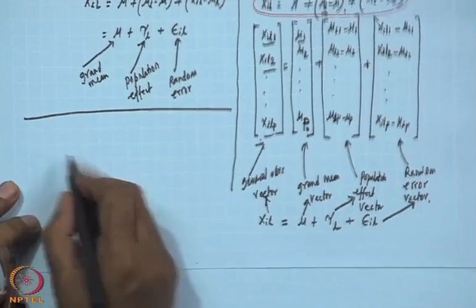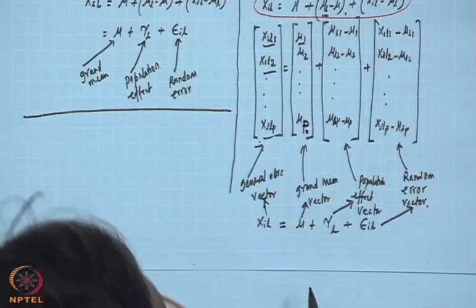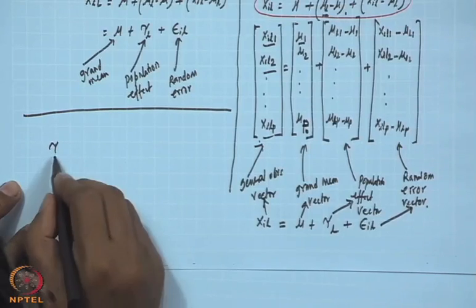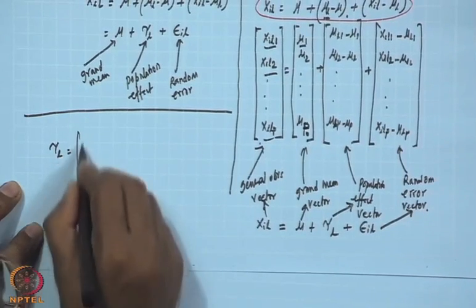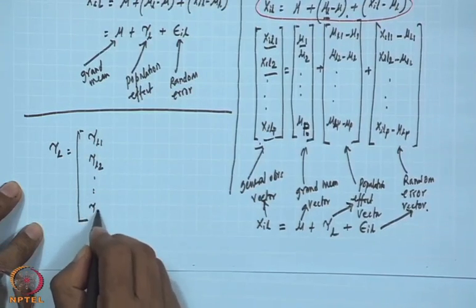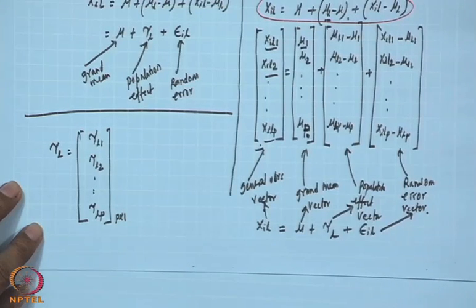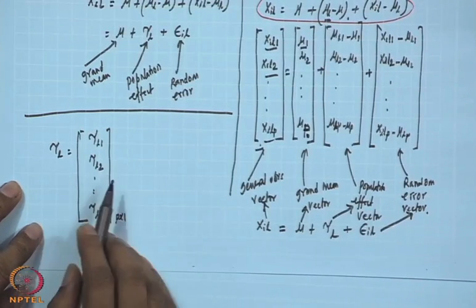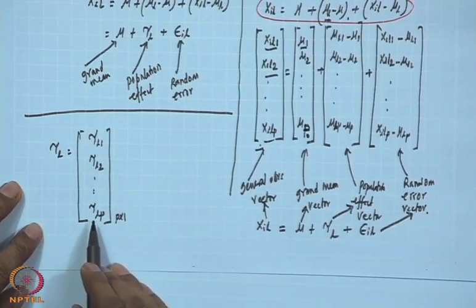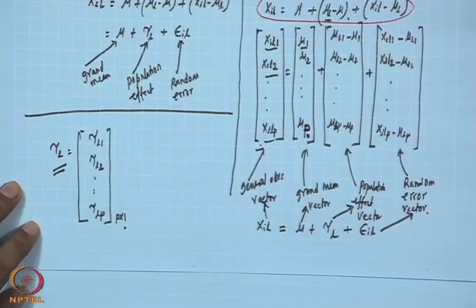Let us write down the tau L case. This will be a vector tau L1, tau L2, like this up to tau Lp, a p cross 1 vector. So, when we say the Lth population effect, that is related to all the variables considered. Here we are considering p variables. So, tau L for p variables.